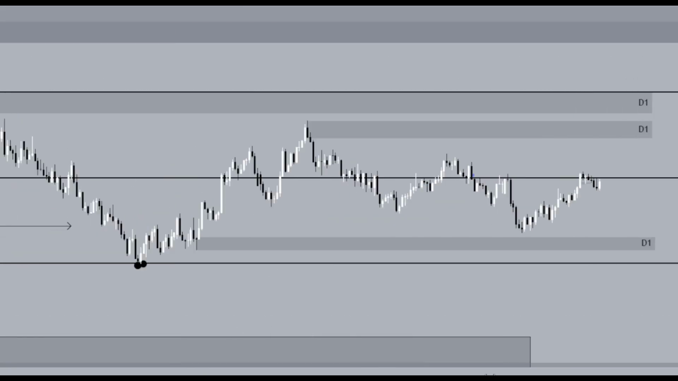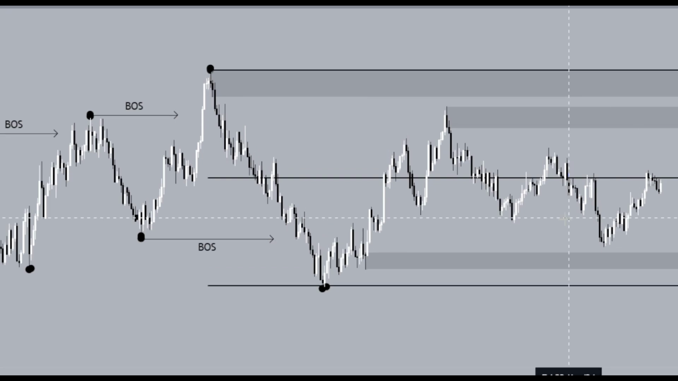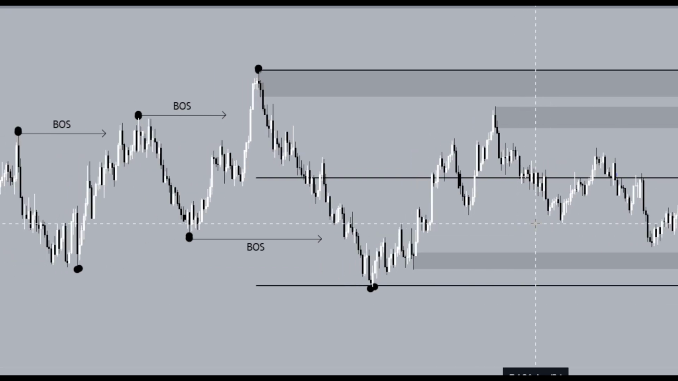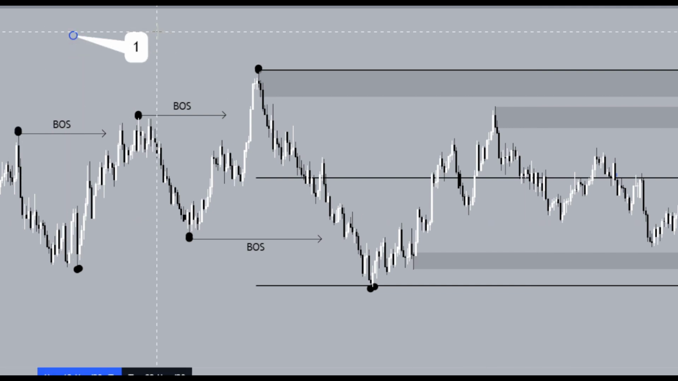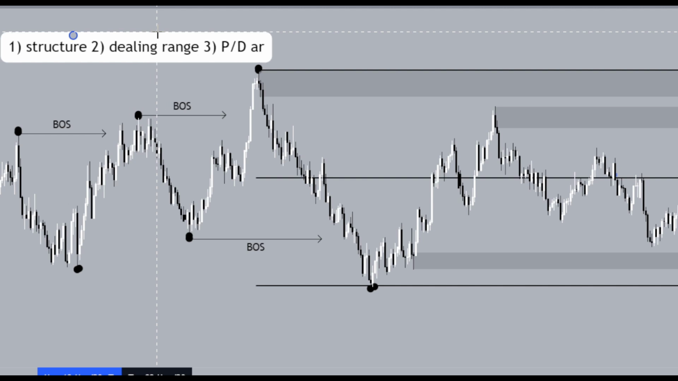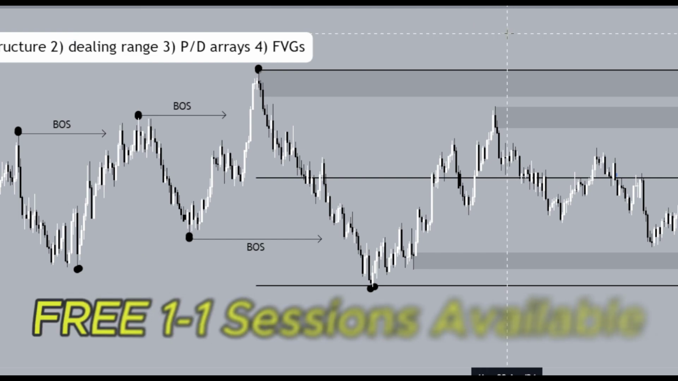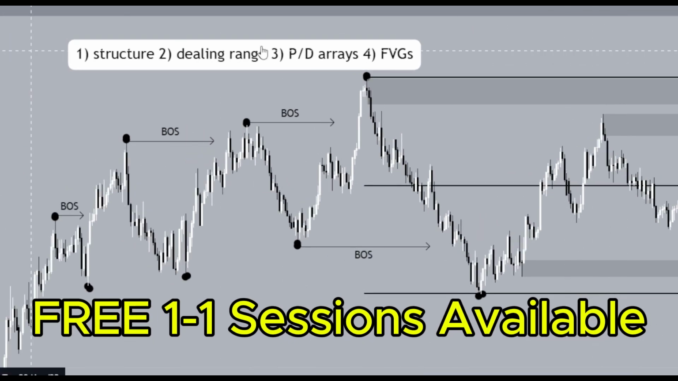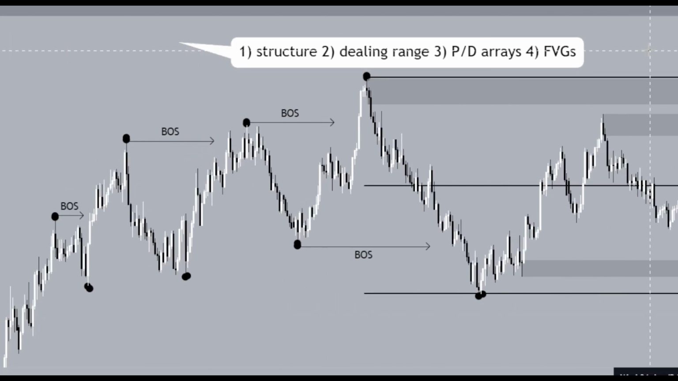So now if we head down to the daily time frame, again, there's four things I look at when it comes to analyzing a bias, right? We look at structure, so let's quickly label these at the top. We look at our market structure. We look at what dealing range we are in. We then follow that up with PD arrays. And last but not least, we look at our inefficiencies or fair value gaps. So these are the four driving pillars towards market bias success, right?